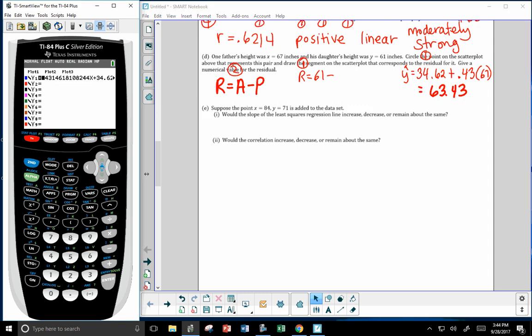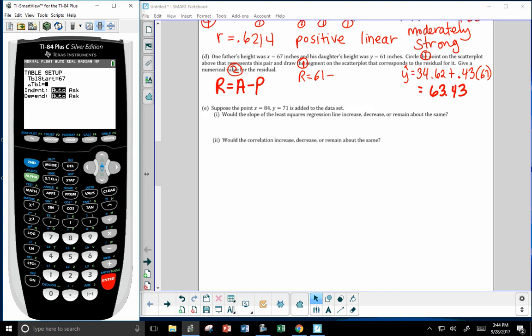Okay, part E. Suppose the point x equals 84 and y equals 71 is added to the data set. So let's go back to the data set and add the point (84, 71). So 84 is going to be here, 71 is going to be here. So that's adding that point.